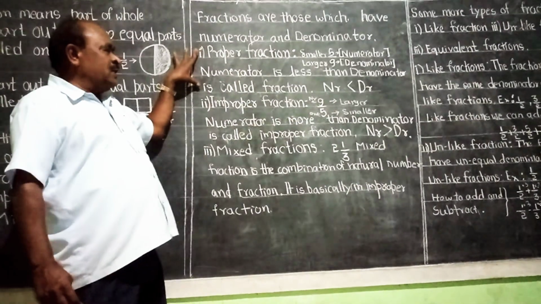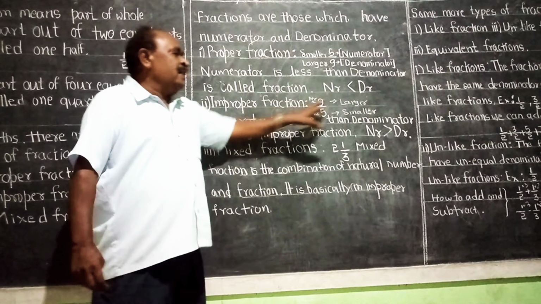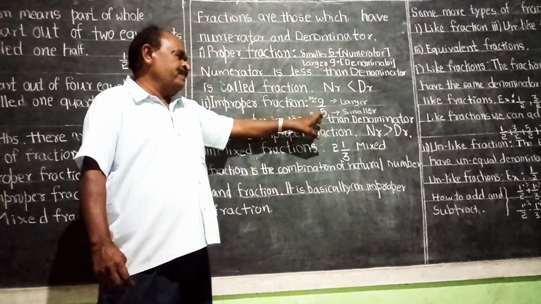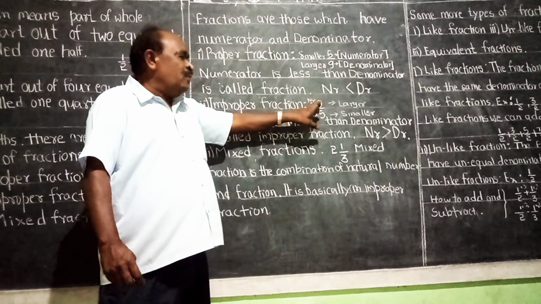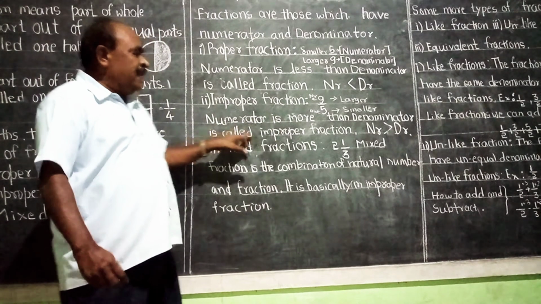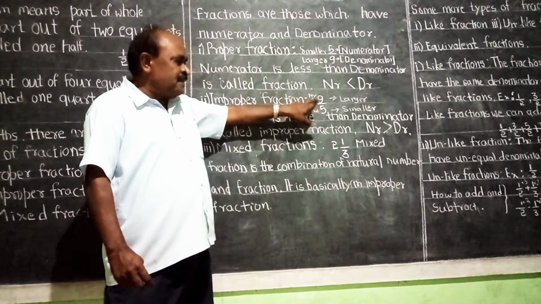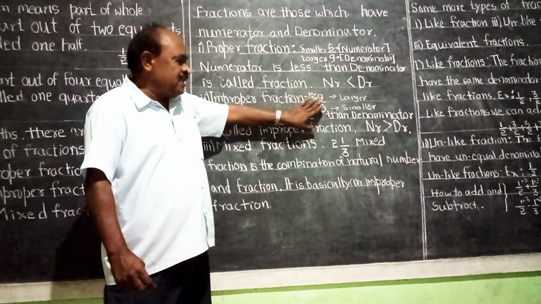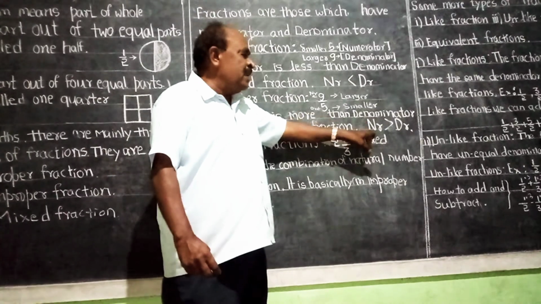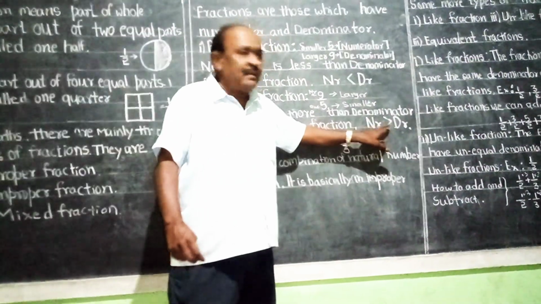Now you know about the proper fraction. What about the improper fraction? Here the numerator is 9, the same numbers, and the denominator is 5. Here the numerator is more than the denominator. This type of fraction is called an improper fraction. The numerator is greater than the denominator, and we use the greater than or less than symbols.